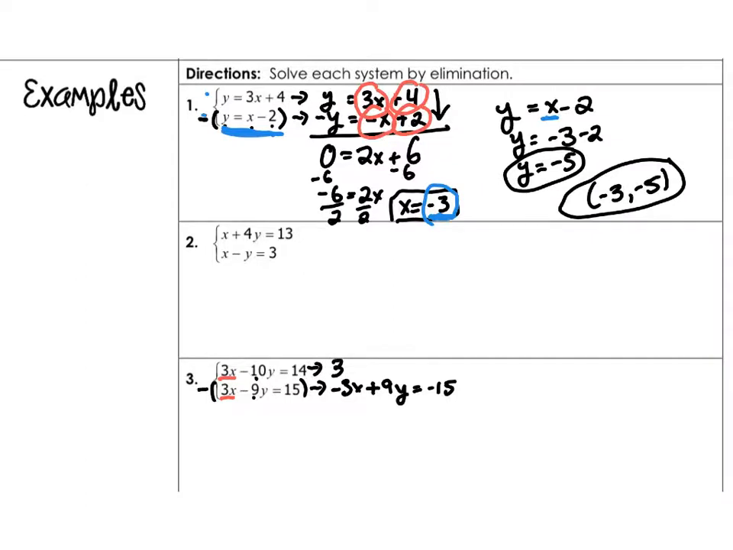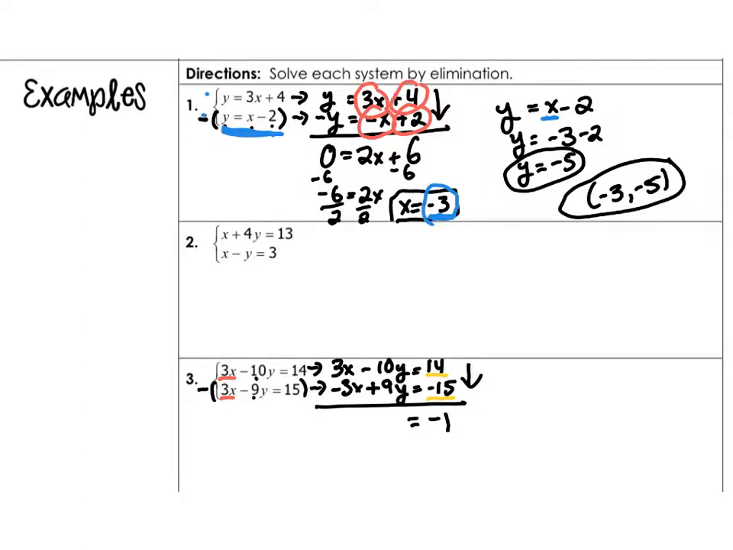Keep the same first equation. And now we're just going to add them up. All right, we're going to go down. So 14 and negative 15. What does that give us? Negative 1.